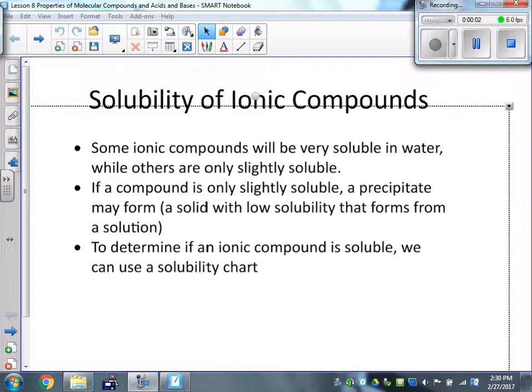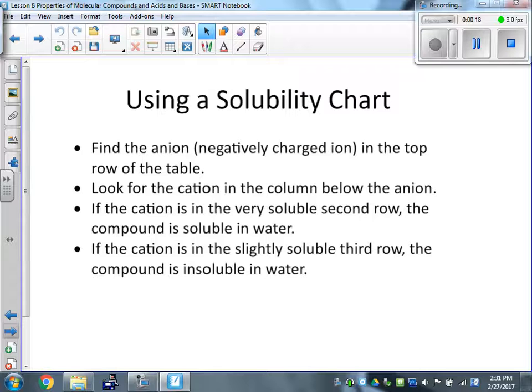Just a reminder here of the solubility of ionic compounds. Some ionic compounds are very soluble in water. Some are only slightly soluble. And if you want to determine if a compound is soluble, we use the solubility chart. And remember, we have a pattern for doing that, right?